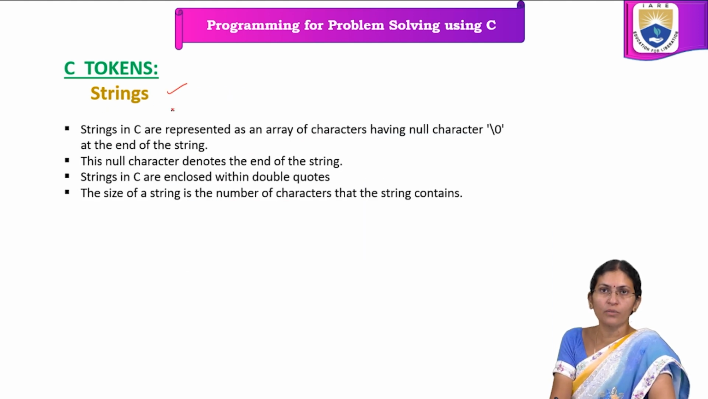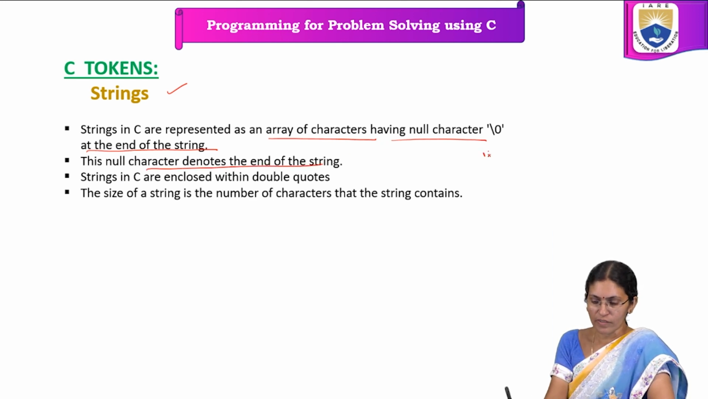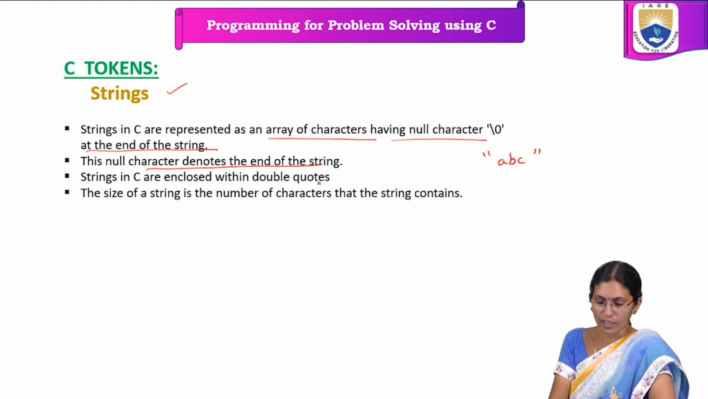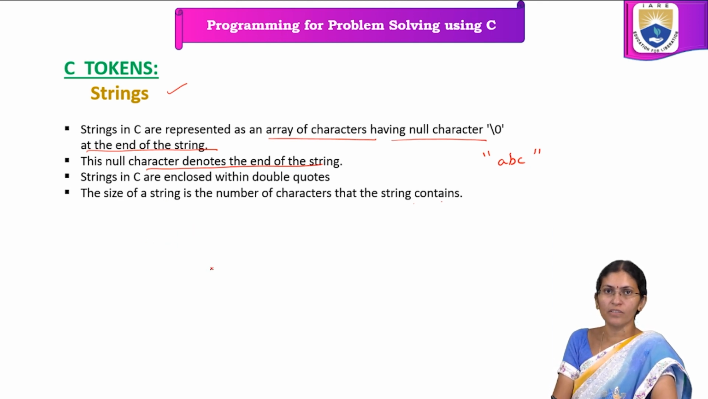The last one in C tokens is strings. Strings in C are nothing but an array of characters having a null character at the end of the string. This null character denotes the end of the string. Anything which is indicated in double quotes becomes a string. So strings in C are enclosed within double quotes. The size of a string is the number of characters that the string contains. We'll discuss strings in detail in the coming lectures.